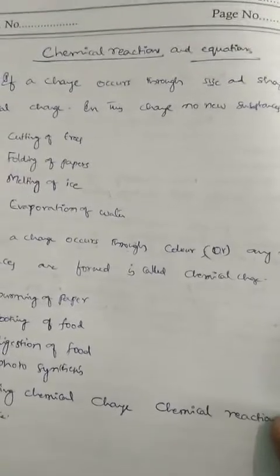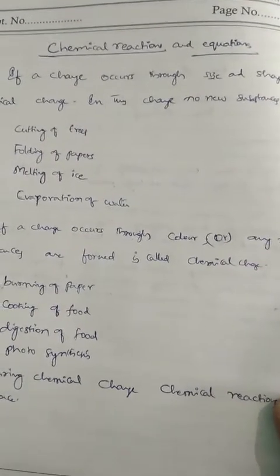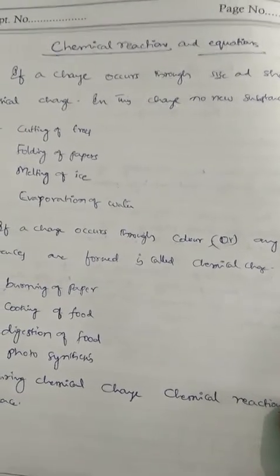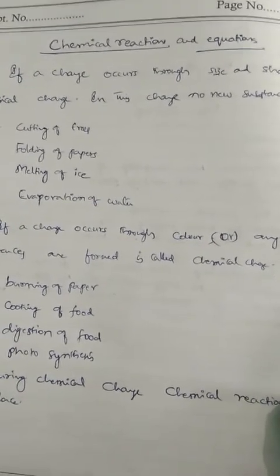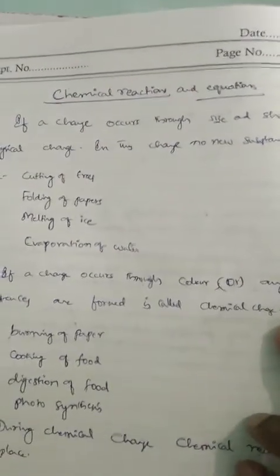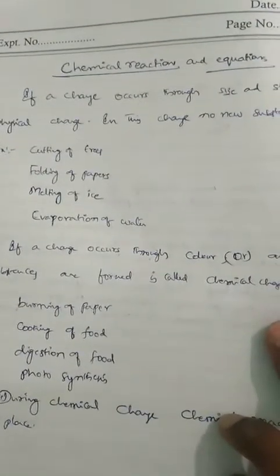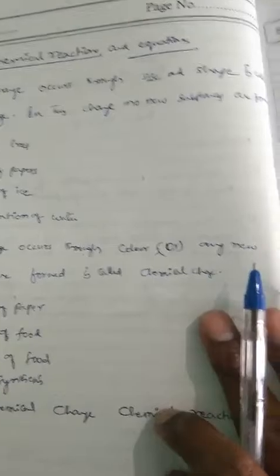This is a class 10 topic. Before going to explain about chemical reactions and equations, we should revise once again about physical change and chemical change. What is physical change and what is chemical change? If any change occurs in size and shape, that is called physical change. In this change, no new substances are formed.